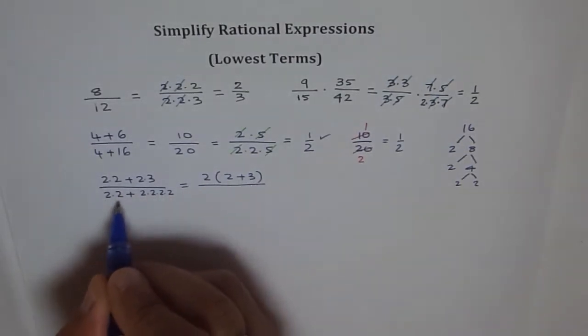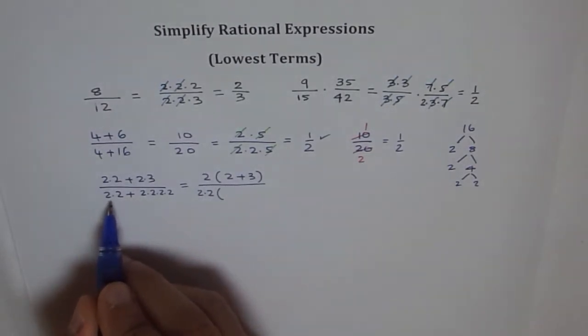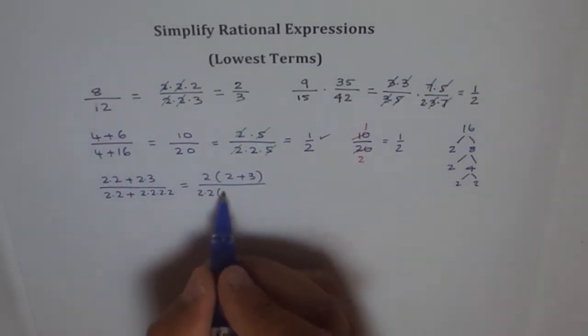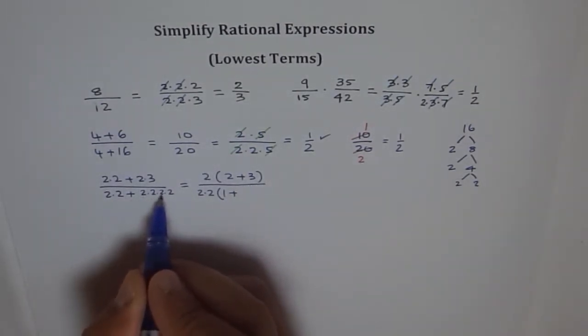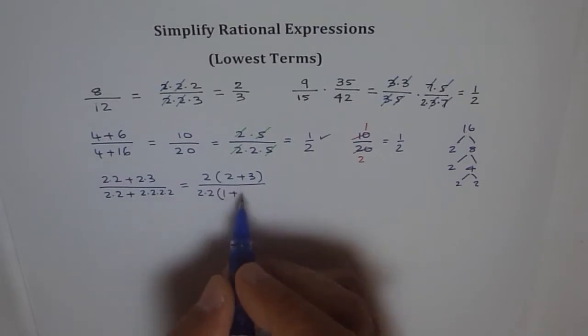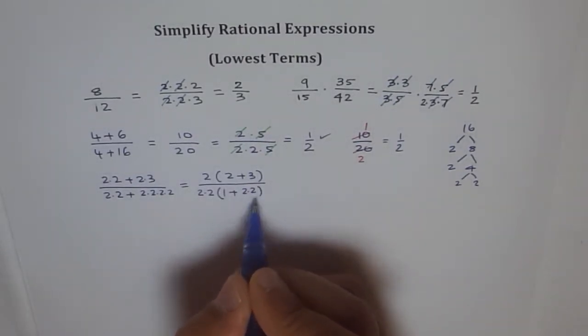Here, we get 2 times 2 as common. When you take 2 times 2 as common, you are left with just 1 here, right? Because you took 4 common. And here, you're left with 2 times 2, right? 2 times 2 for me is 4. But let me write 2 times 2 at present, correct?